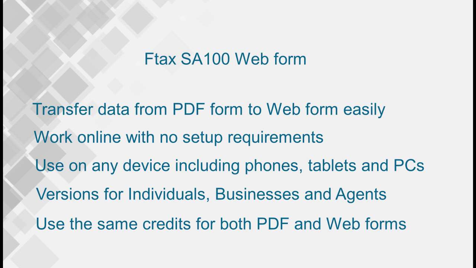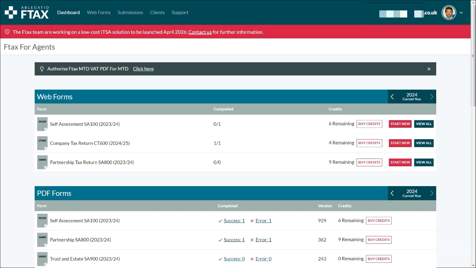If you have SA100 credits for PDF forms, you can use those credits for web forms too. A credit already allocated to a UTR will also work on the web form version. Your Ftax account dashboard has a new section to enable you to manage the credits, and there is a new page from which to manage your web forms.